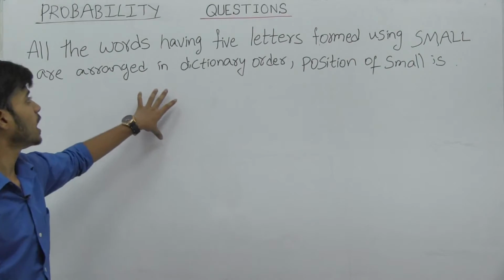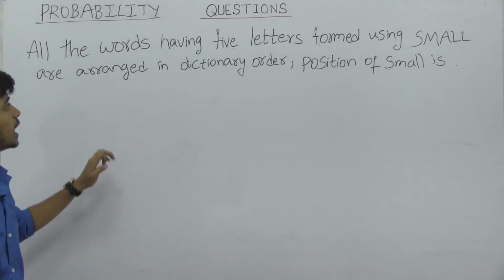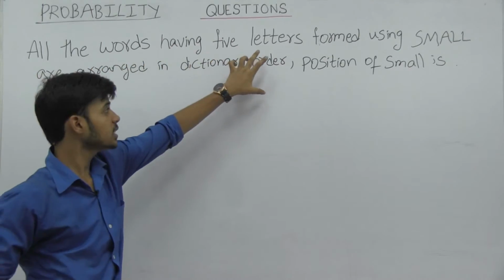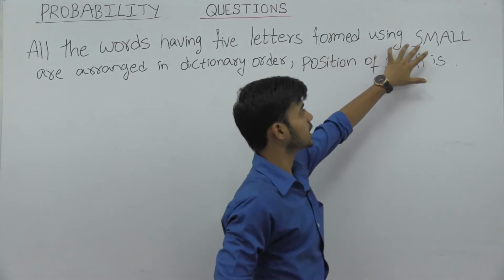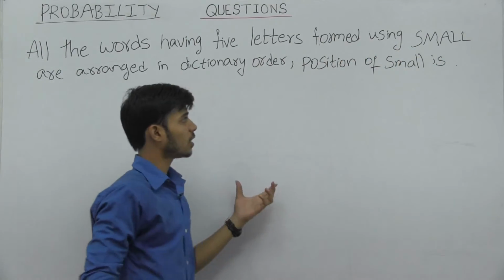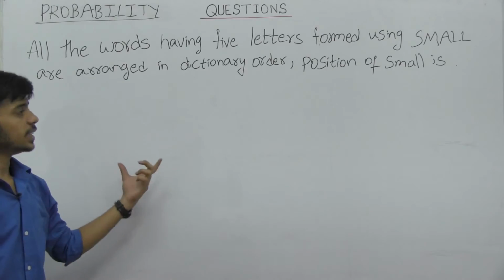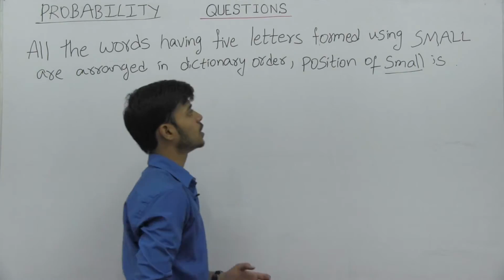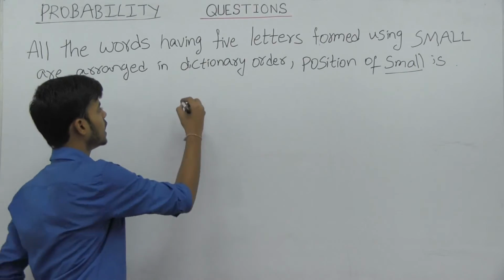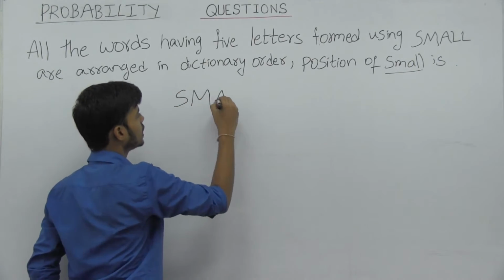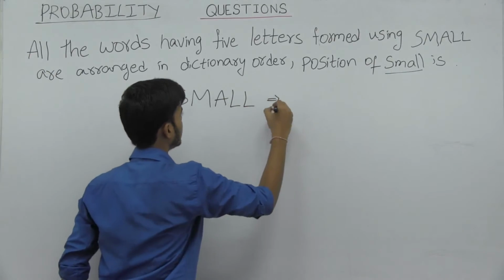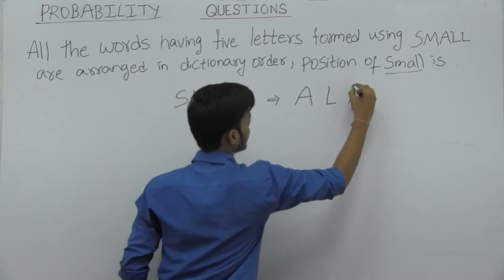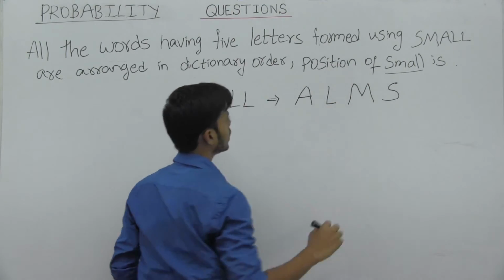Okay guys, we have a question from the topic probability, and the question goes: the words of 5 letters which are formed using the letters from the word small and are arranged in a dictionary order, then we have to find the position of the word small in that order. So let's first see how the letters come in dictionary order. For small, in dictionary order we get first A, then L, followed by M and S.